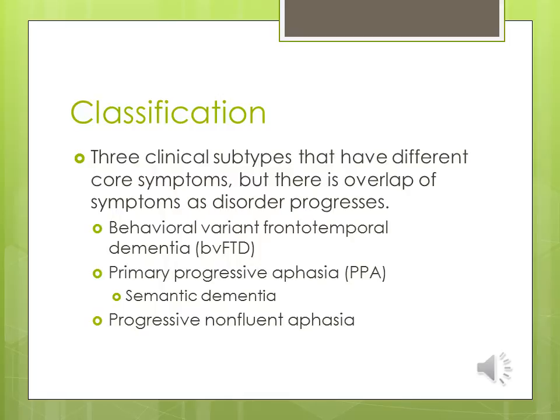Another subtype under this category is semantic dementia. This is where people can speak easily, but the words have less and less meaning. So they tend to use broad terms when they're talking about things. For example, they use animal when they mean to say cat or dog or something like that. And the last subtype is progressive non-fluent aphasia, and this is where patients lose the ability to recall words easily and speech grows more difficult.